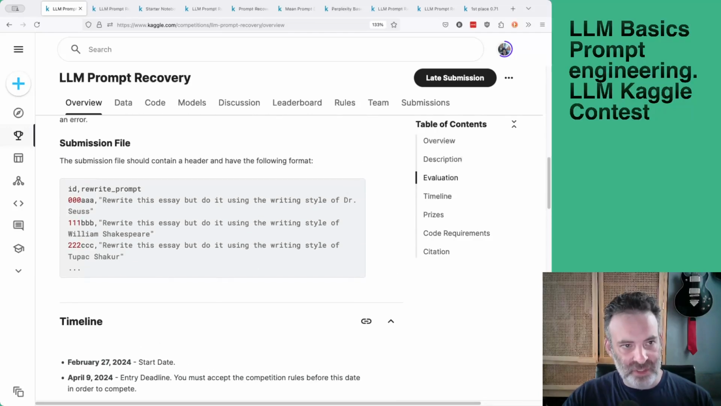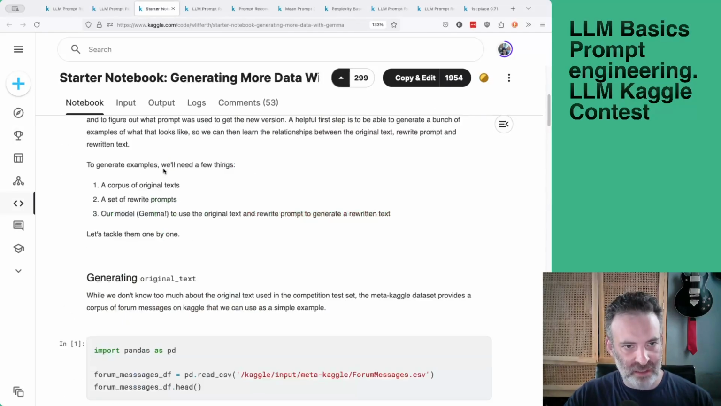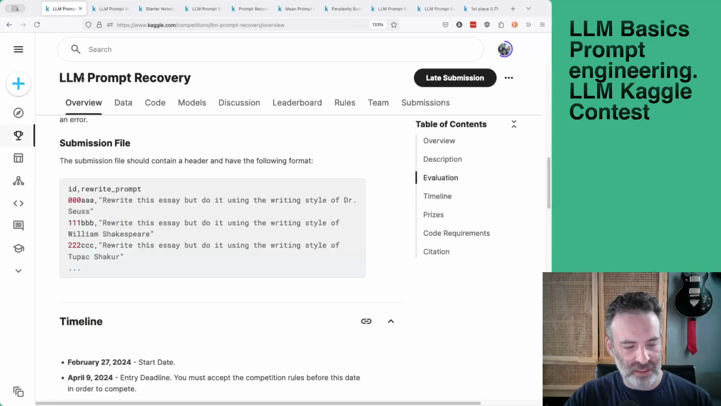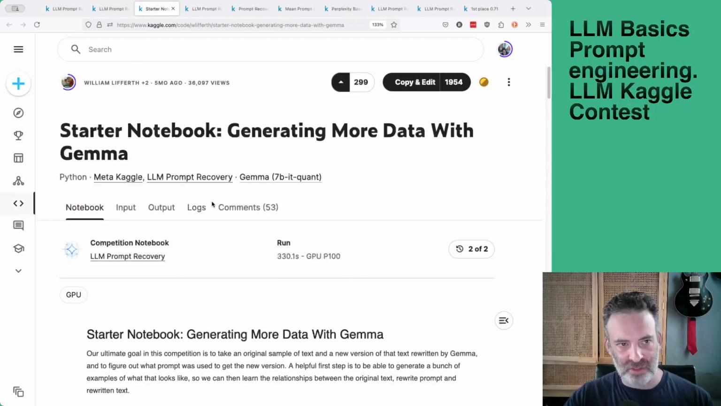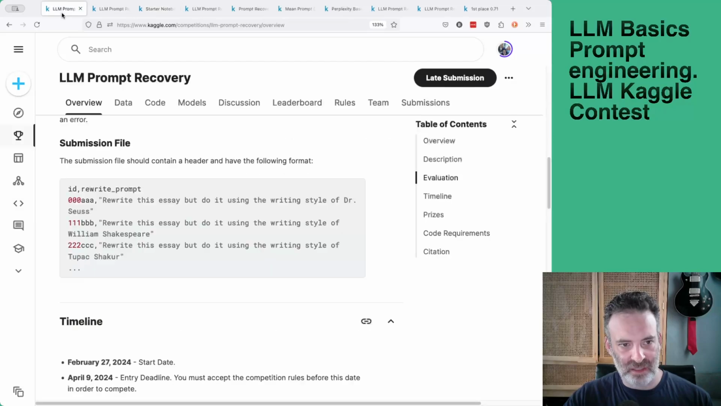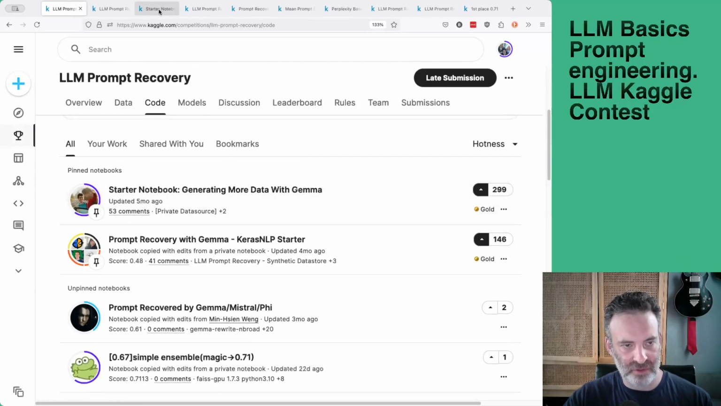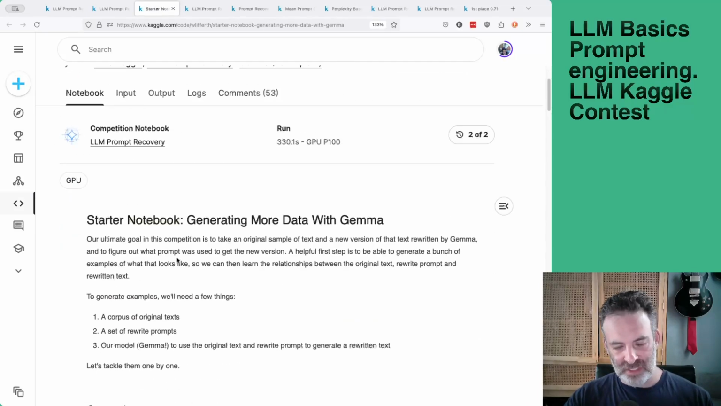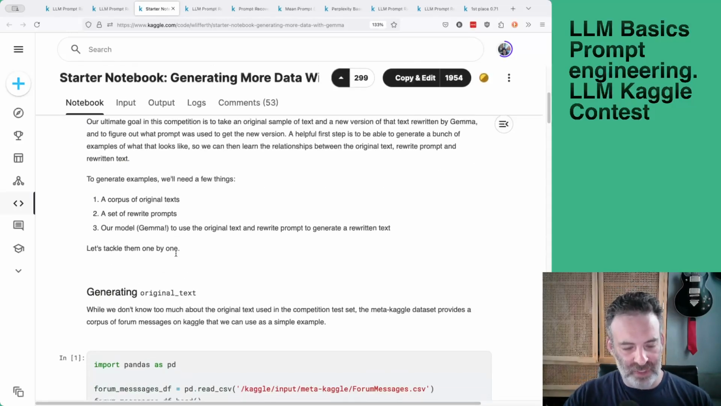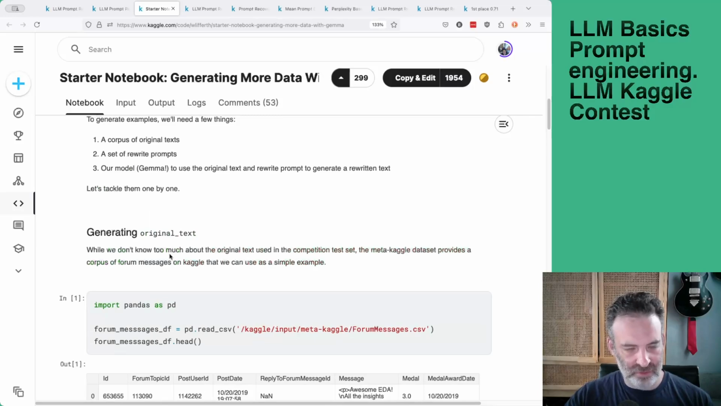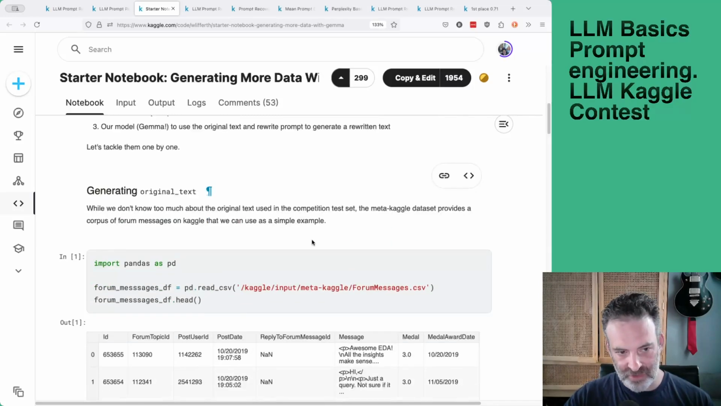An interesting thing about this contest is that they don't give you any data. They posted a couple of notebooks. The starter notebook we're going to look through right now basically says, we're not giving any data, go off and generate all of your own data using Gemma or ChatGPT, whatever model you want. So this notebook is how to generate your own data.